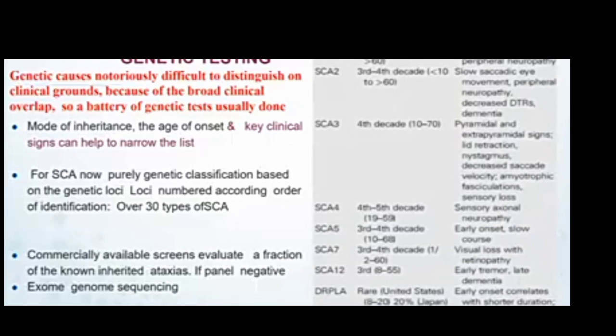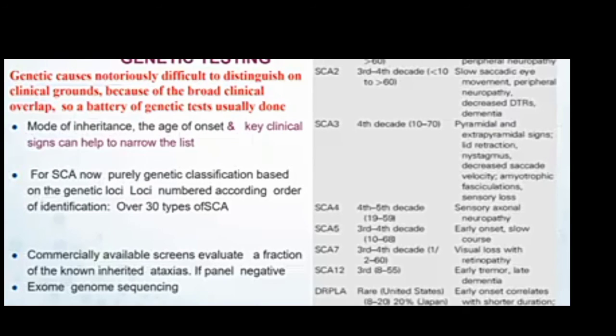These are a few clues which can be helpful. SCA1 may show some extrapyramidal features. SCA2, slow saccadic eye movement. SCA3 may have some perioral fasciculations or tongue fasciculations. SCA7 may have visual problems, and so on and so forth. But they are not always that easy to find and point to the genetic abnormality.